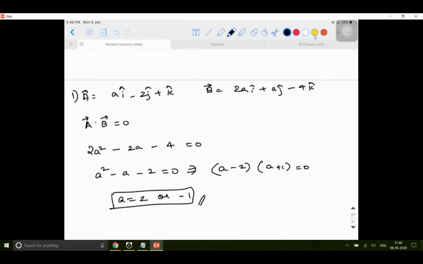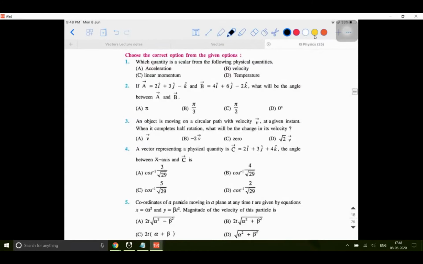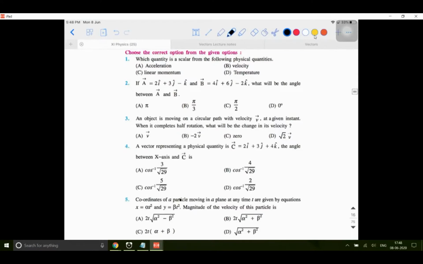Yes, sir. Now see, now what we'll do is we'll do another problem. If A vector is 2i cap plus 3j cap minus k cap and B vector is 4i cap plus 6j cap minus 2k cap, what will be the angle between A vector and B vector? Do it.